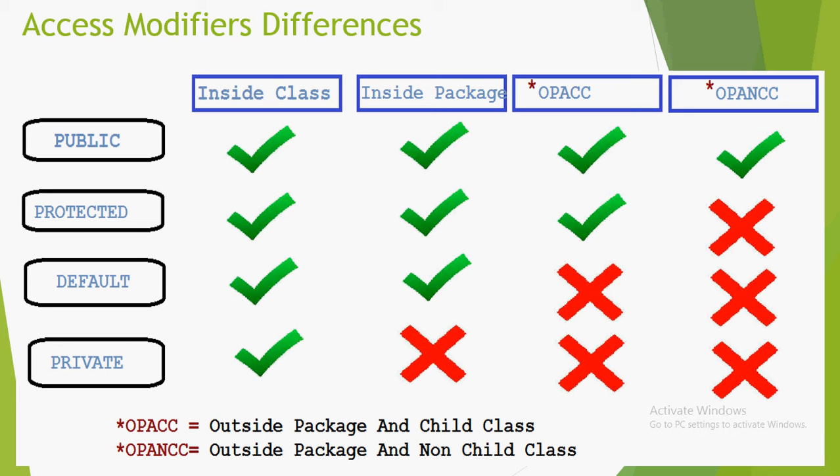First we will discuss the public access modifier. This public access modifier has global scope. It will be available everywhere. That means we can access a public defined variable inside a class, inside package, outside package and child class, and outside package and non-child class also. Everywhere we can access this.